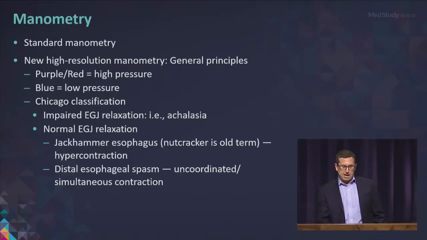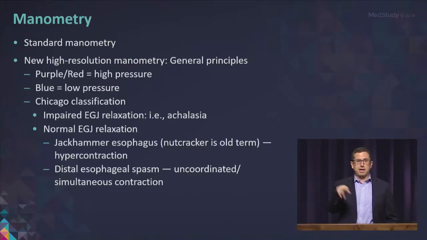And I have a picture of this afterwards, but if on the manometry tracing, if you see purple and red, that indicates areas of high pressure. Blue is areas of low pressure, and again, I have a photo on the next slide. And then there's something called the Chicago classification, which helps classify the different motility disorders.